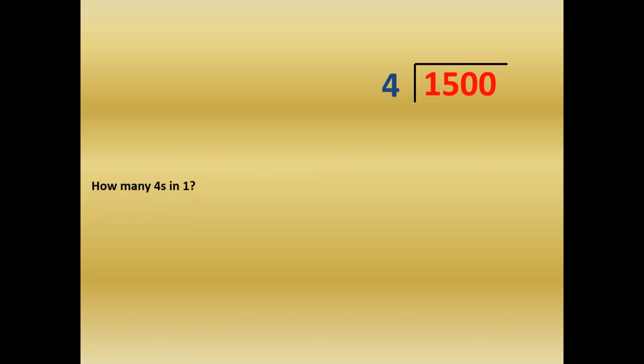So the first step is how many 4s go into 1? And we know it's 0, so we put a 0 above the 1. Then how many 4s go into 15? Think of your 4 times tables. 3. So we put a 3 above the 5. Then we have to do 4 times 3, which is equal to 12. And we put a 12 underneath 15.